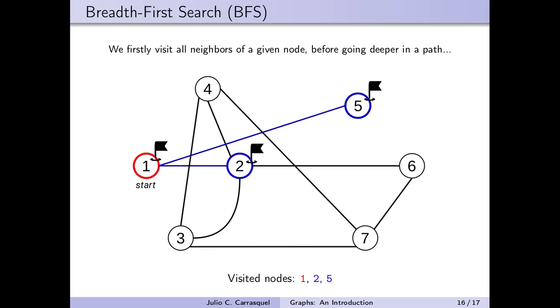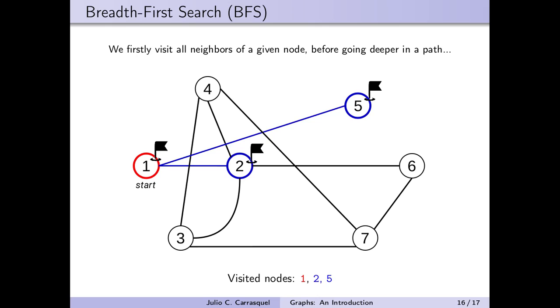You saw that in DFS, we needed to visit all the deeper branches after 2, all the neighbors of 2, before moving back to visit 5. In this case, it's different. We are going to visit all neighbors of the same level before going deeper in the path. So here we selected 2 and 5, and we have visited these.